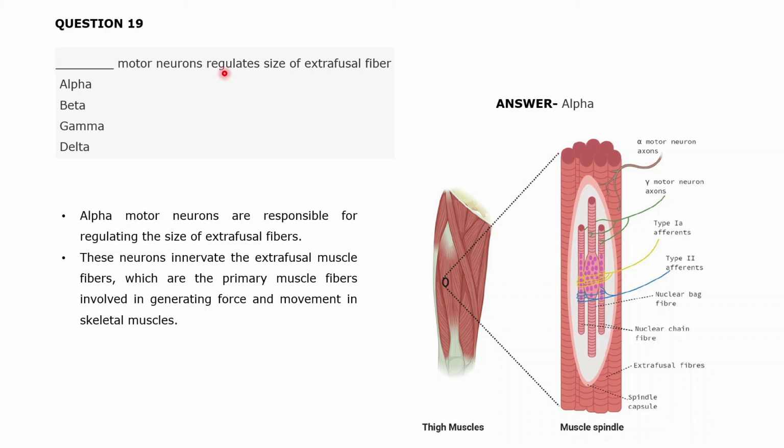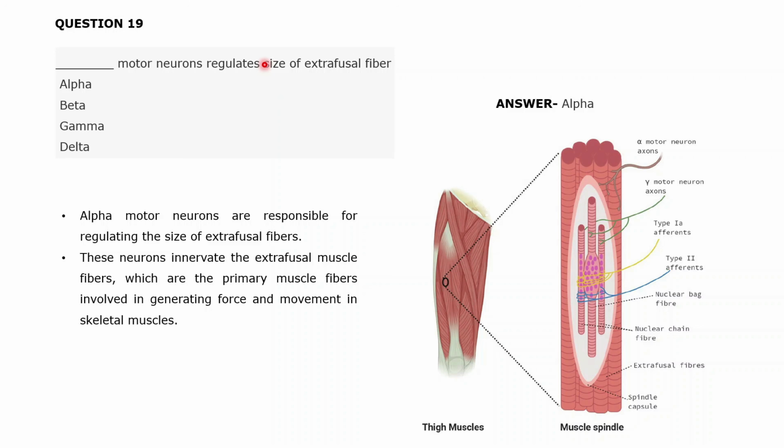The alpha motor neurons regulate the size of extrafusal fibers, while the gamma motor neurons regulate the size of intrafusal fibers, which together coordinate the activity of both extrafusal as well as intrafusal muscle fibers, allowing the muscle spindle to stretch, which in turn affects the activity of the skeletal muscle as a whole.